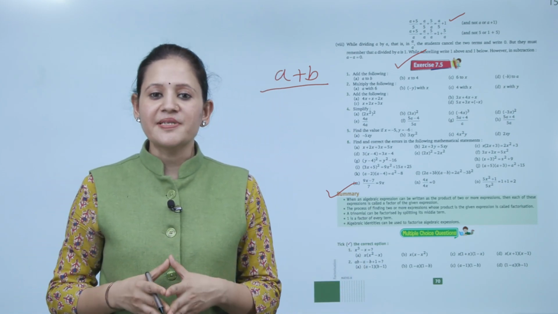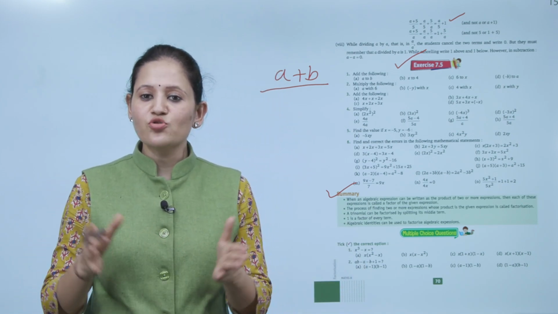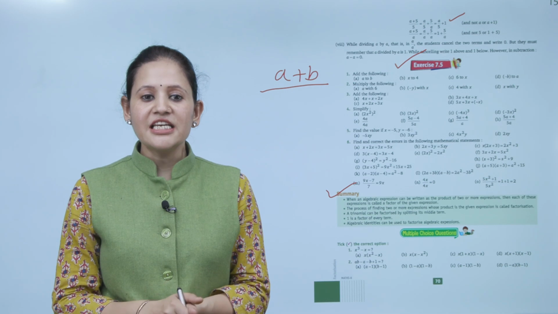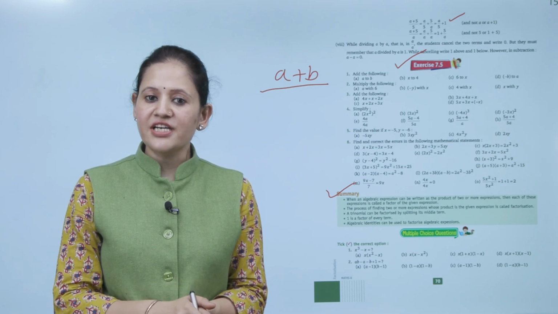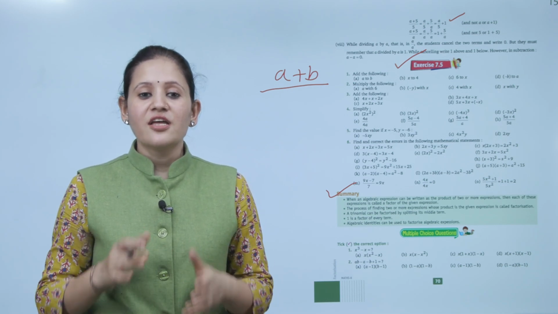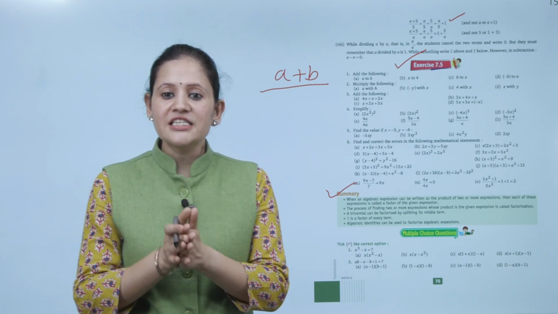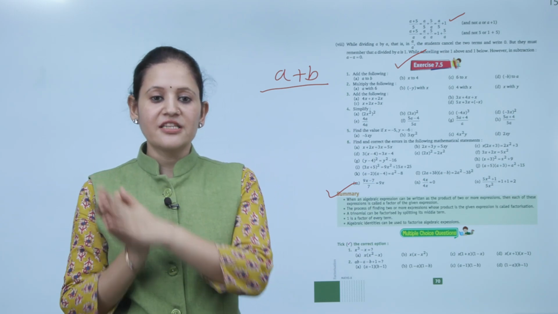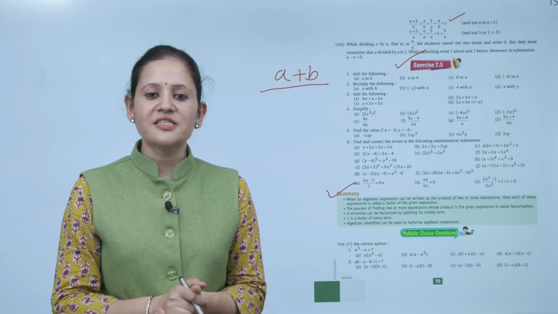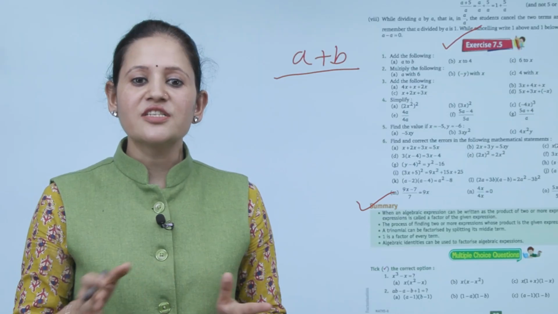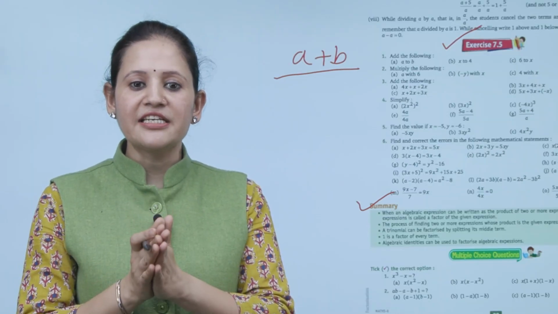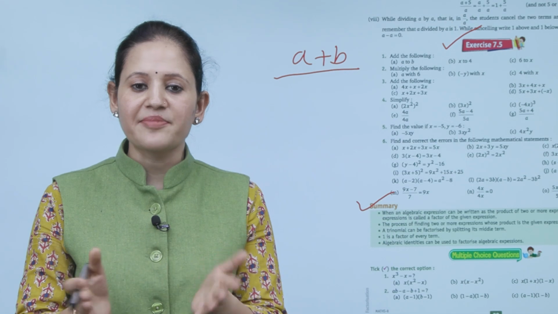When an algebraic expression can be written as the product of two or more expressions, then each of these expressions is called a factor of the given expression. The process of finding two or more expressions whose product is the given expression is called factorization. A trinomial can be factorized by splitting the middle term. 1 is a factor of every term. Algebraic identities can be used to factorize algebraic expressions.